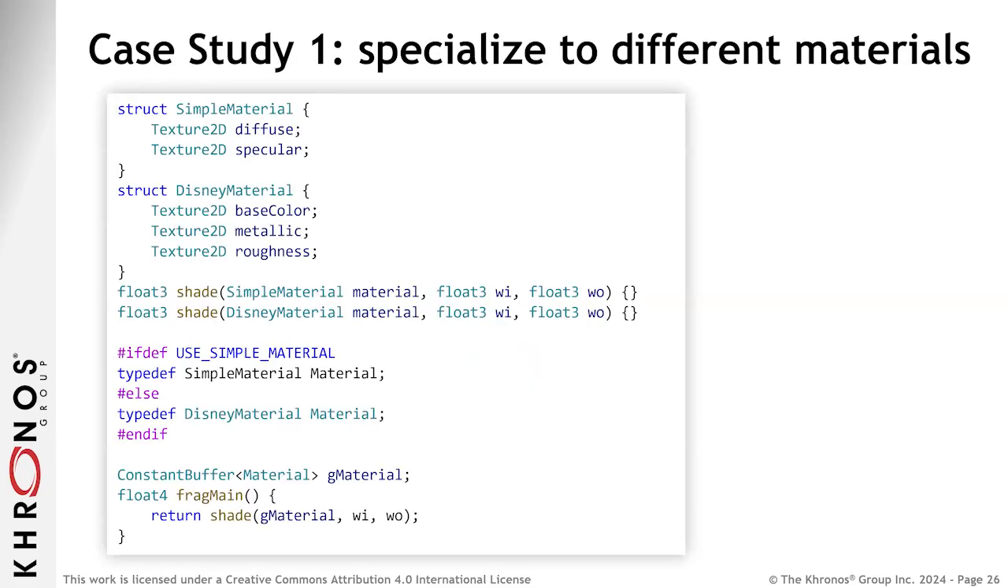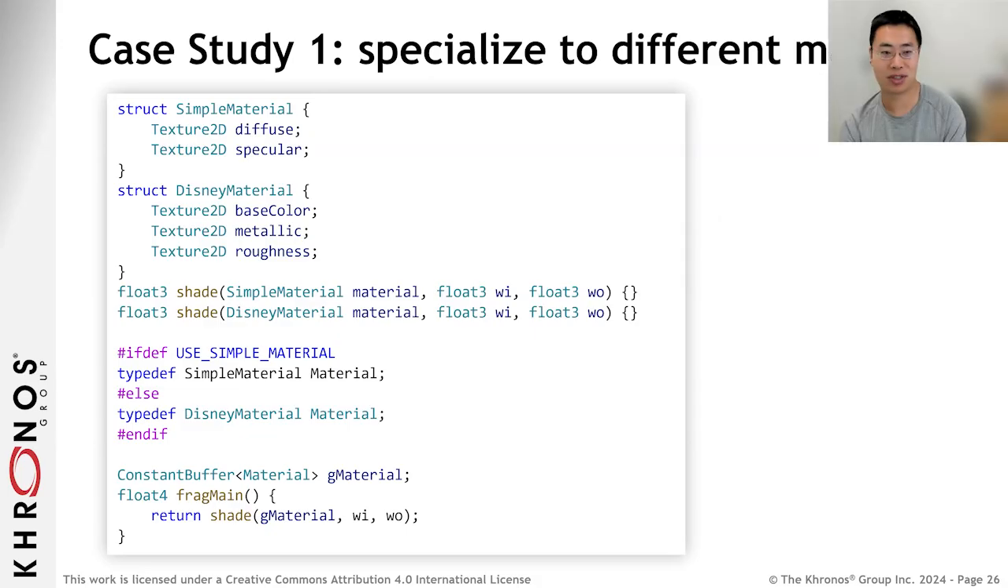In this first example, we have a shader that implements two types of materials, the simple material and the Disney material. I have defined the parameters in struct types, and also provided this shade function that implements each type of material, right? Then I have a fragment shader that calls into the material's implementation to do the shading. I want to be able to specialize this fragment shader to different materials, so I introduced this use simple material macro and used that to control which material type to use in this shader. Now let's see how this example can be done without using preprocessor macros.